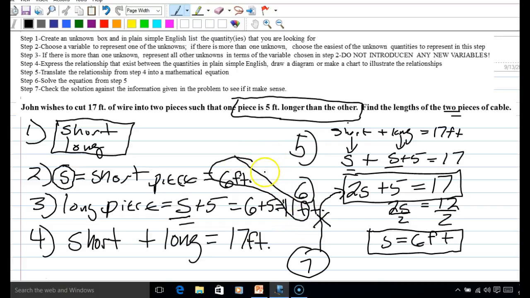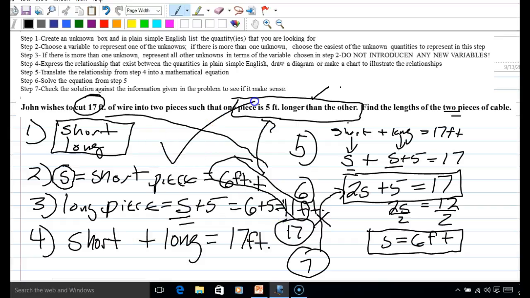So I'm going to check this against the information that's given in the problem. First of all, is one of these pieces 5 feet longer than the other? Yes, it is. Does the sum of the two pieces give me 17 feet? And the sum of 6 and 11 is 17. So it makes sense. It checks out.